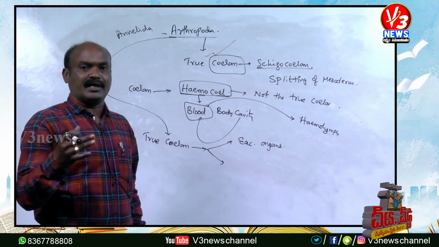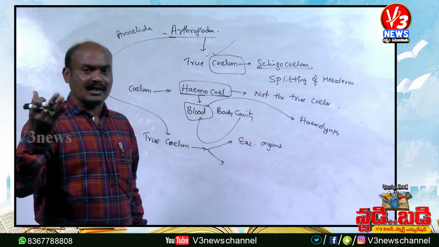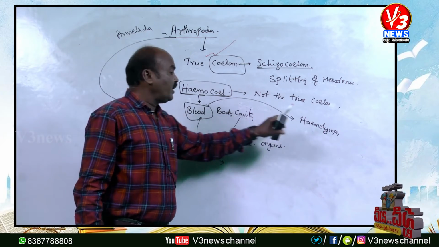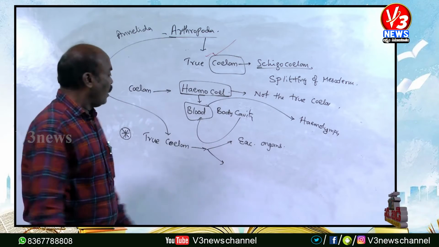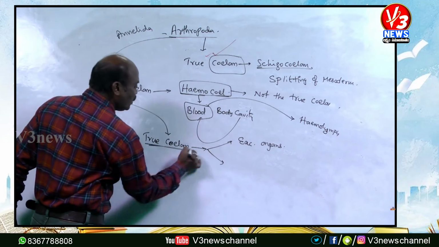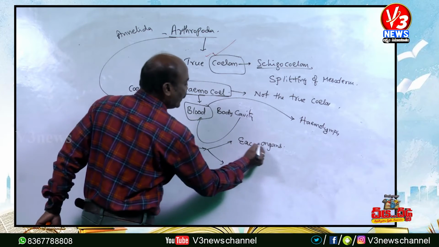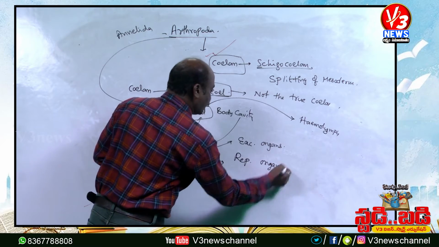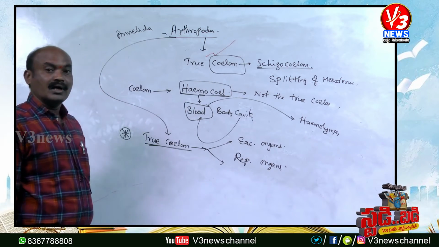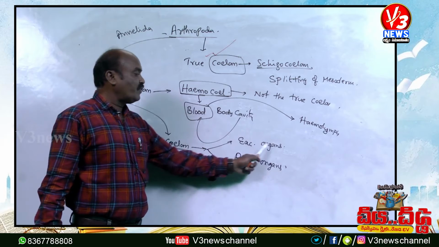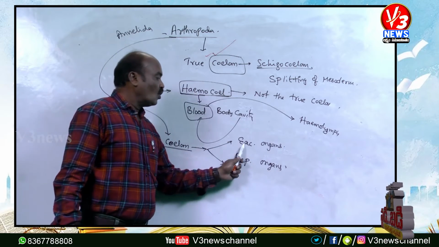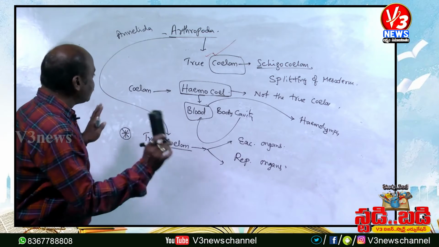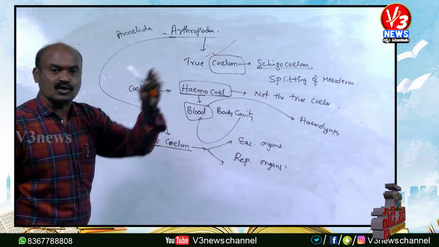Hemoglobin was absent. That's why it looks colorless or white. That colorless blood is called hemolymph. The body cavity is called hemocoel. But in arthropods, the true coelom, the schizocoelom, was confined to only excretory organs and reproductive organs. That is about the coelom in arthropods.